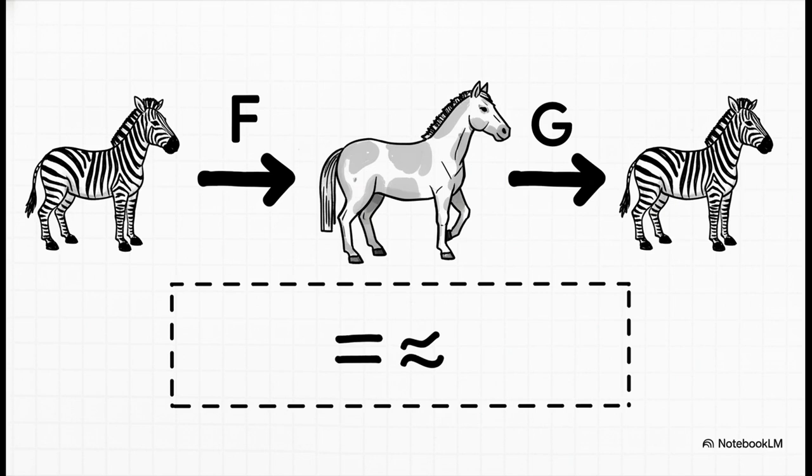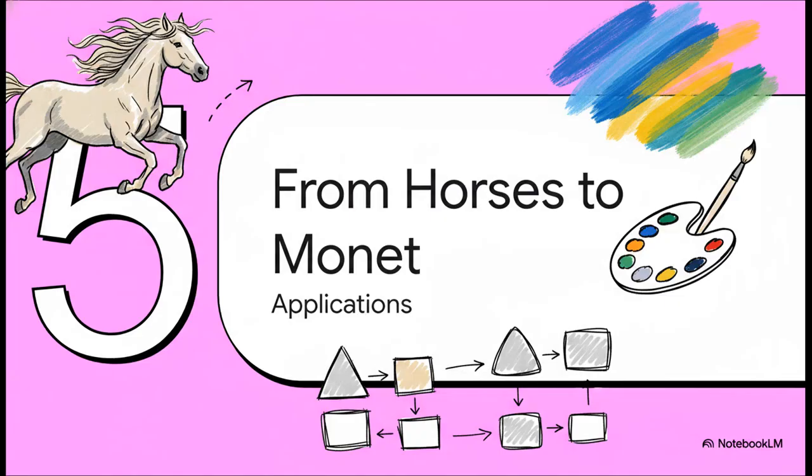By forcing this round-trip journey for both translations, the AIs have no choice but to learn the essential features of what makes a horse and what makes a zebra without ever being explicitly told. So now for the fun part. Let's look at the absolutely amazing results that this technique, CycleGAN, can produce. Because believe me, it goes way beyond just turning horses into zebras.